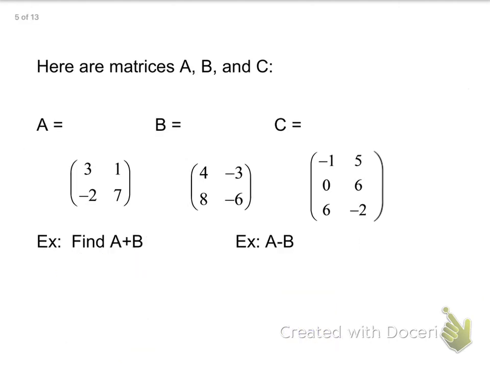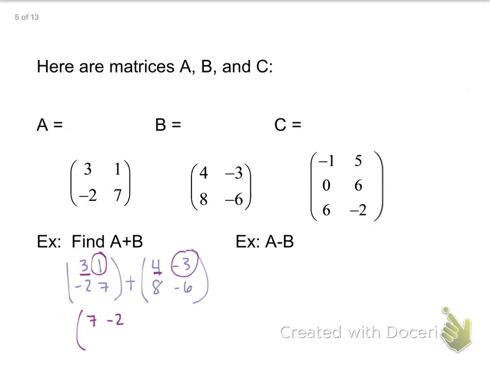Okay, so the next one we're finding A plus B. So I'm going to take my A plus my B. So it's adding in the same spots. So if I change colors, I'm going to do 3 plus 4 because they're in the same spots, 1 plus negative 3 because they're in the same spots, negative 2 plus 8, and 7 plus negative 6.